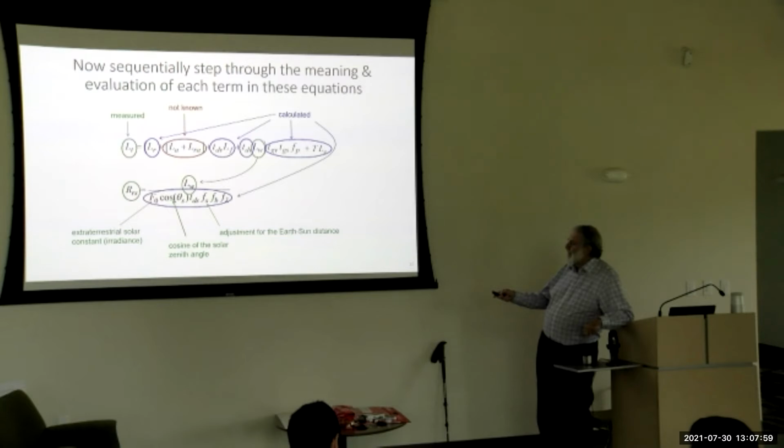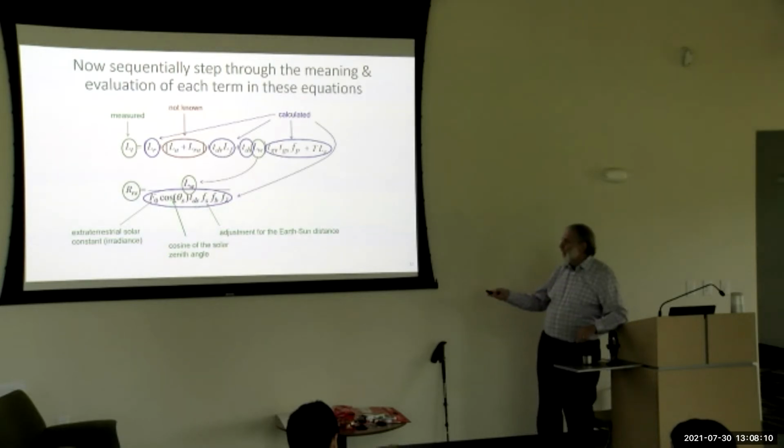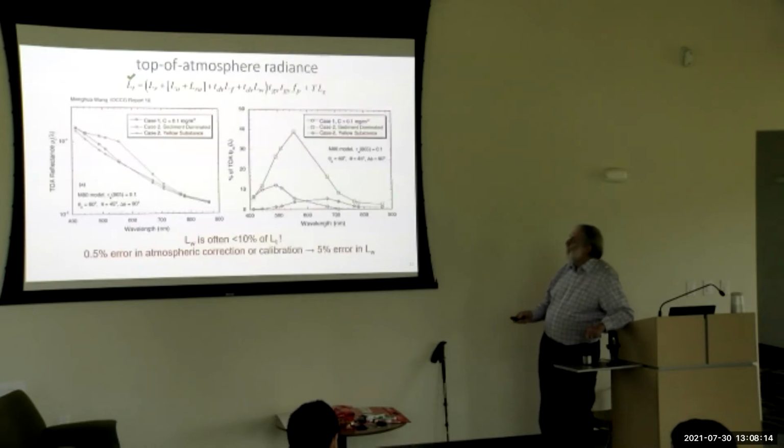There's going to be a BRDF correction. There's going to be out-of-band corrections. All of this kind of stuff is going to get applied somewhere along the way, but all of those factors are pre-computed. Okay, so first of all, let's just look at the top of the atmosphere radiance.